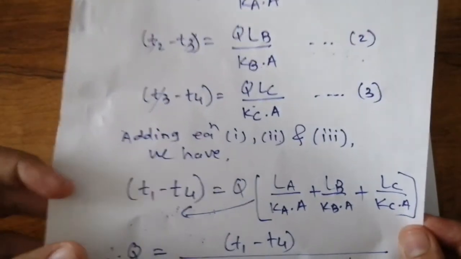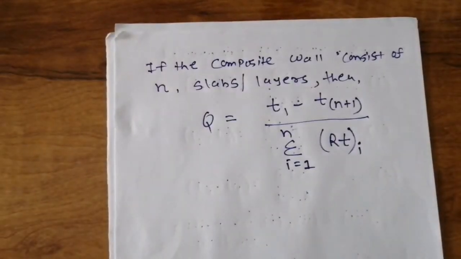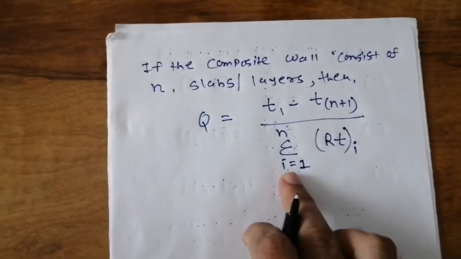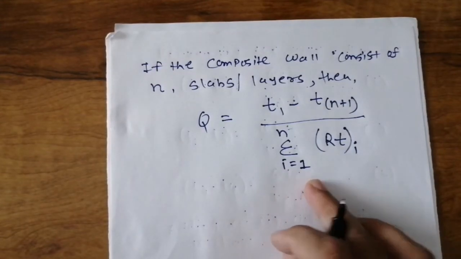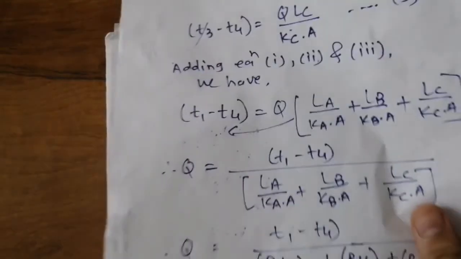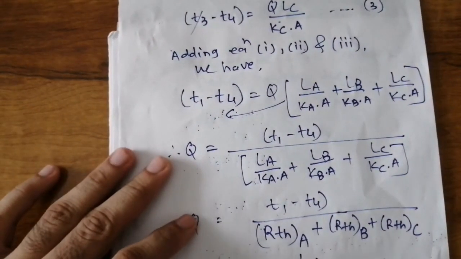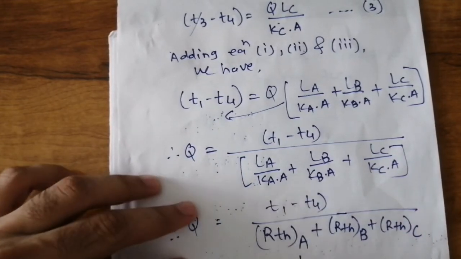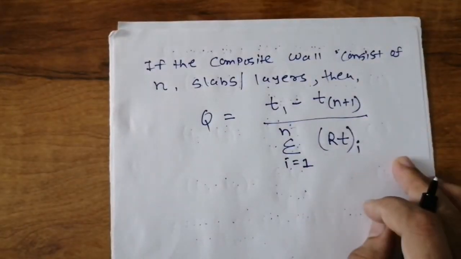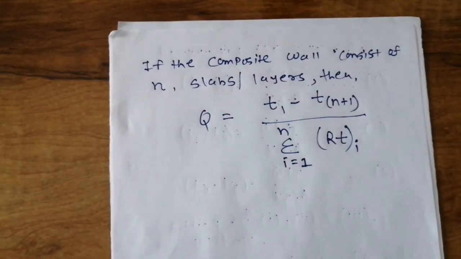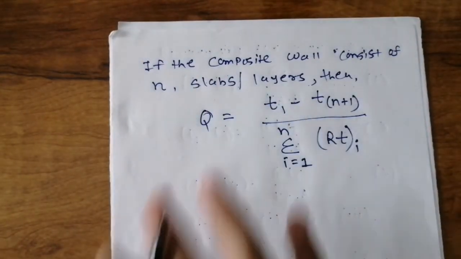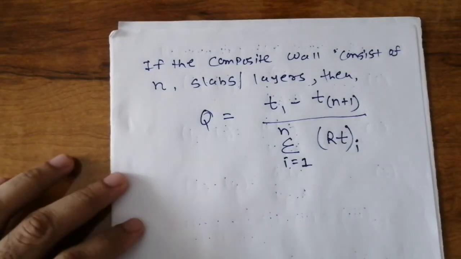Suppose for three layers, we consider the summation of the series: RT1 plus RT2 plus RT3. If n number of layers is given, we consider 1 plus 2 plus 3 up to n layer resistances. That is the equation for heat conduction through the composite wall. Thank you.